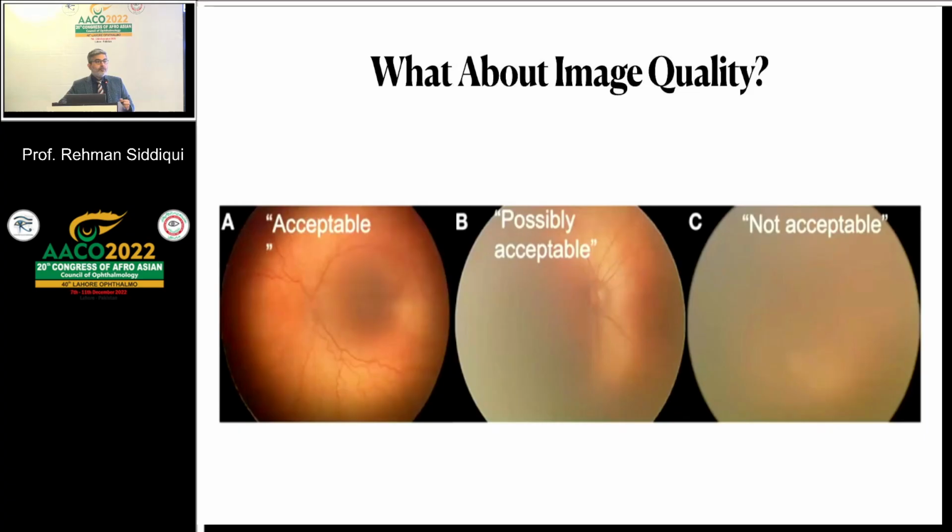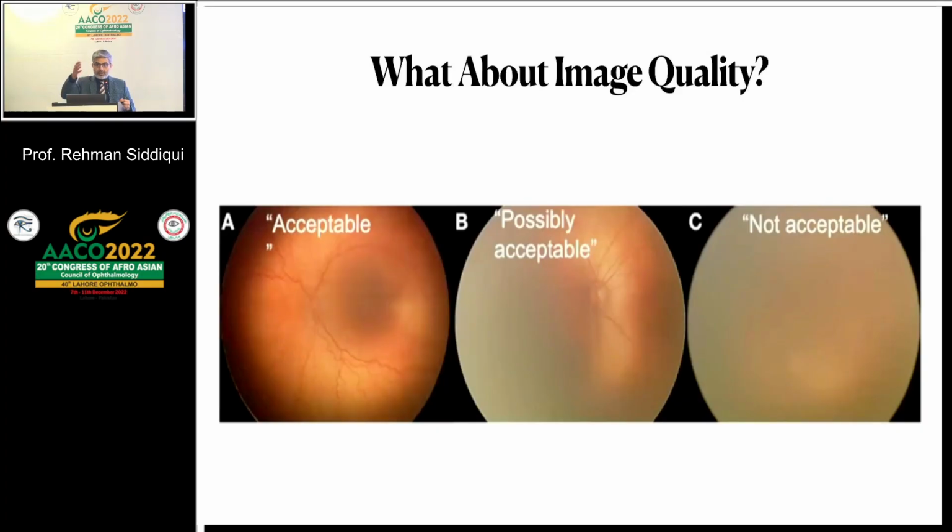Right, then comes the problem with image quality. Yeah, so some of the images are acceptable, some are possibly acceptable, and some are just poor images. Okay, so what do you do with the images? And I think Dr. Rida was talking about that in the biases as well, that you really have to tell.